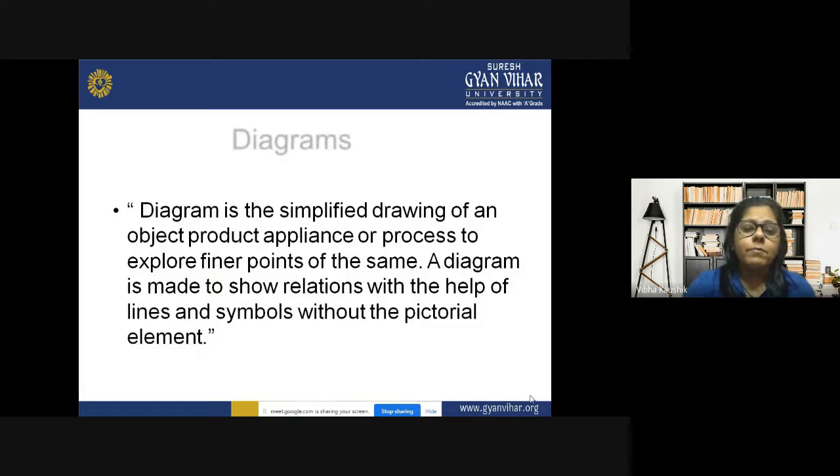Now, diagrams. A diagram is the simplified drawing of an object, product, or process to explore the finer points of the same, where we are going to explain the finer points of some object, and a diagram is the best way. A diagram is made to show relationships with the help of lines and symbols without pictorial elements. We do not need to have pictorial elements in that.